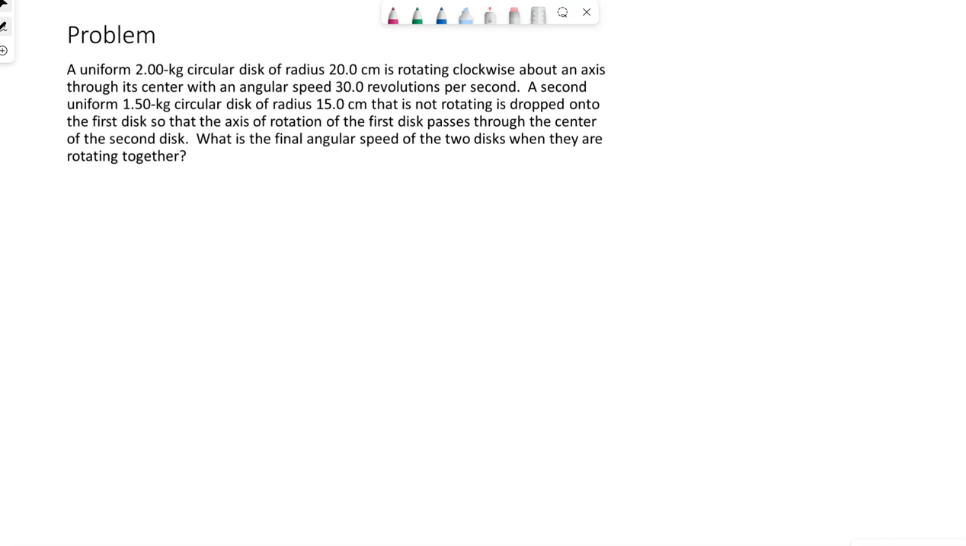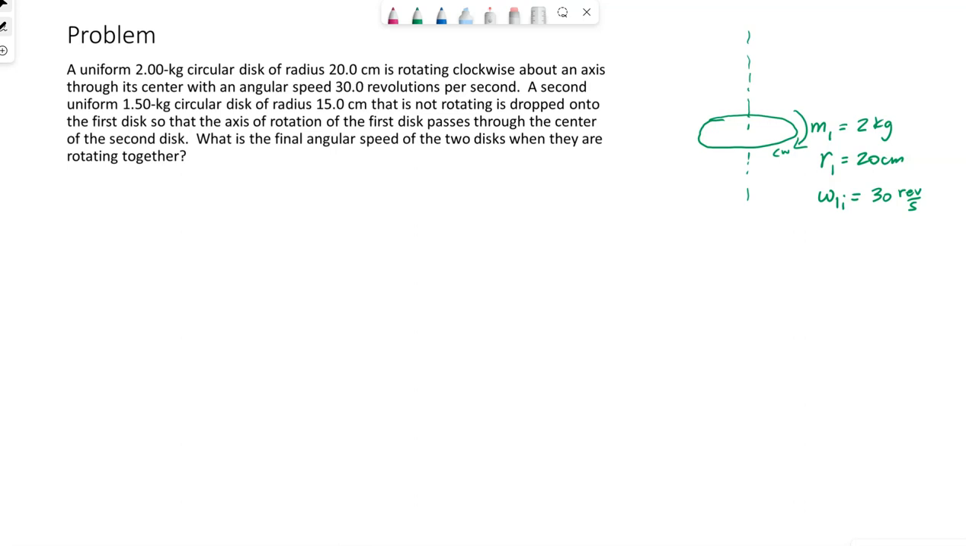Let's look at this problem here. We have a uniform 2 kilogram circular disc with radius of 20 centimeters rotating clockwise about an axis through its center. Okay, I'm going to kind of sketch this to the side. So M1 is 2 kilograms, radius 1, 20 centimeters. It's rotating clockwise about its axis through its center with an angular speed of 30 revolutions per second.